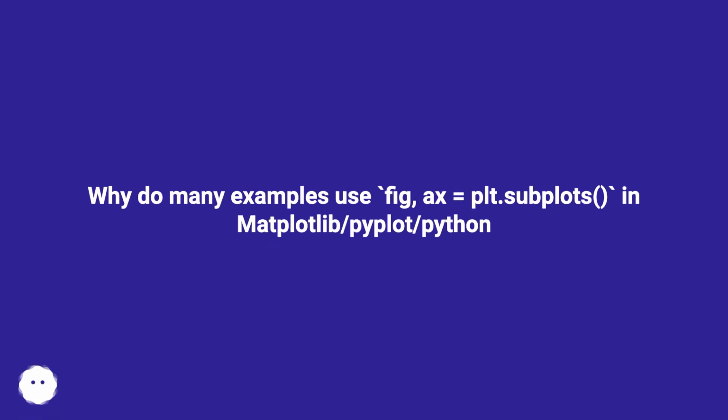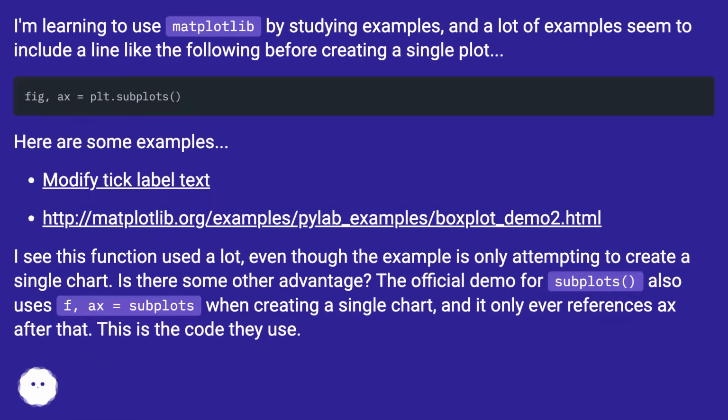Why do many examples use fig, ax = plt.subplots() in Matplotlib/Pyplot/Python? I'm learning to use Matplotlib by studying examples, and a lot of examples seem to include a line like the following before creating a single plot.